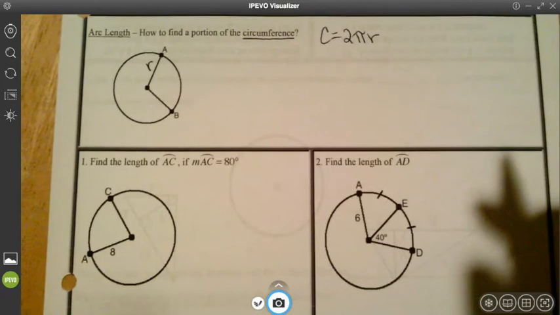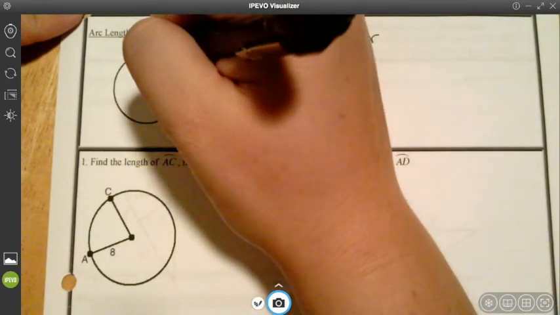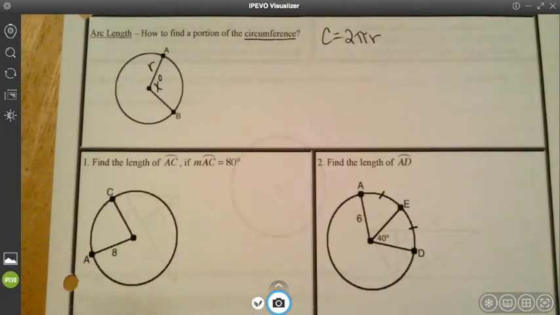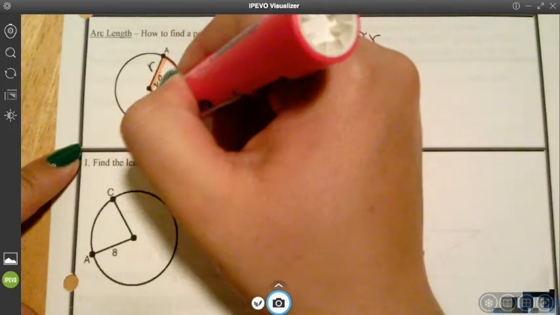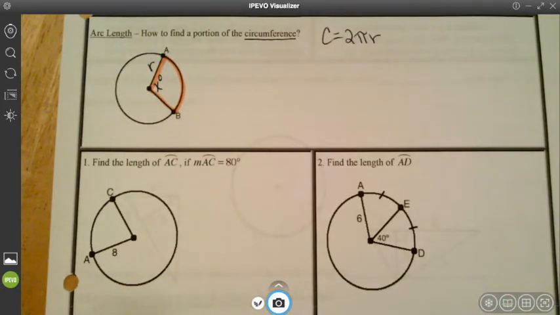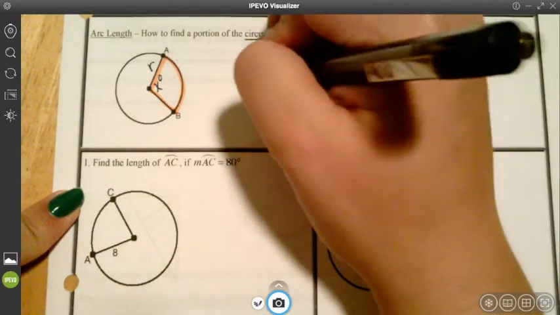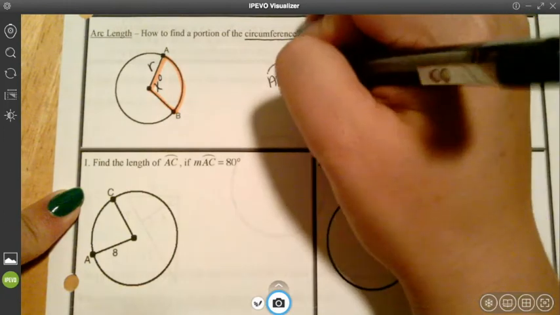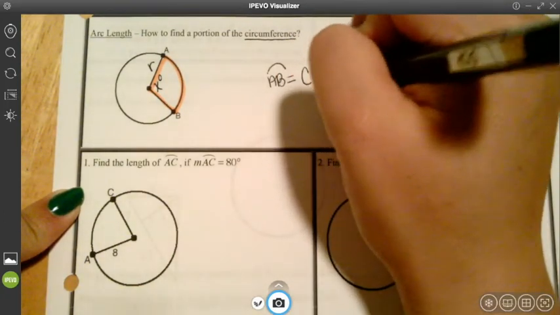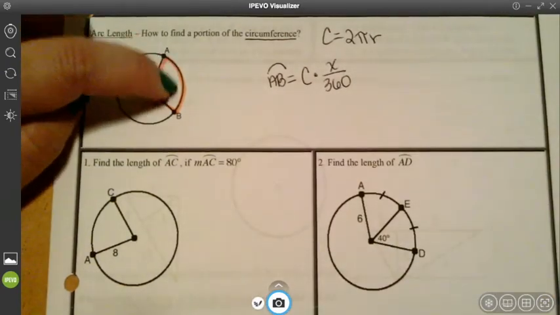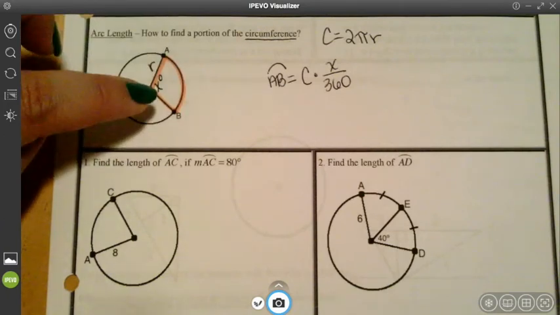But if I wanted to find a portion of the circumference, let's say that I want to find the part of the circumference cut off by an angle of x degrees. So if this is my central angle and I wanted to find that pink section of the circumference, then I would say arc AB equals the circumference times x over 360. Because the pink section is x degrees out of the entire circle, which is 360 degrees.